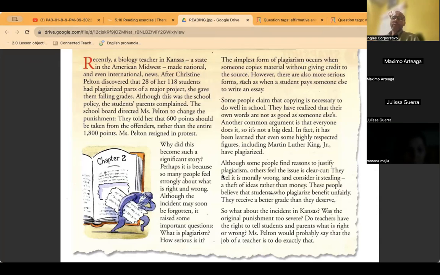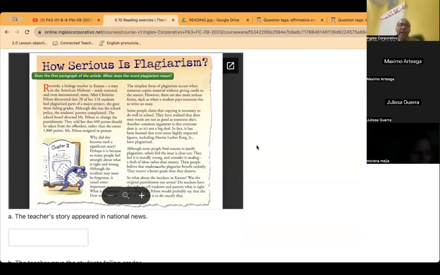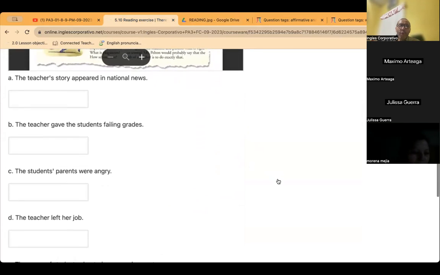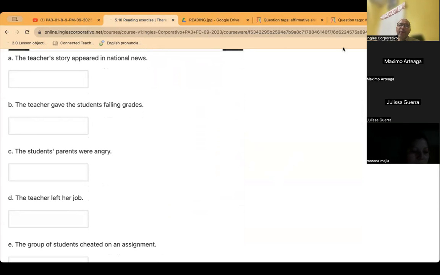Are there any words you don't know or any words you don't understand? No. The word I consider, I understand. Morena, everything is okay? Yes. Okay. All right. Maximo and Julissa? Yes, teacher. Okay. Then let's try to answer this together. Here we have, how serious is plagiarism? Which is the first thing that happened in the article?